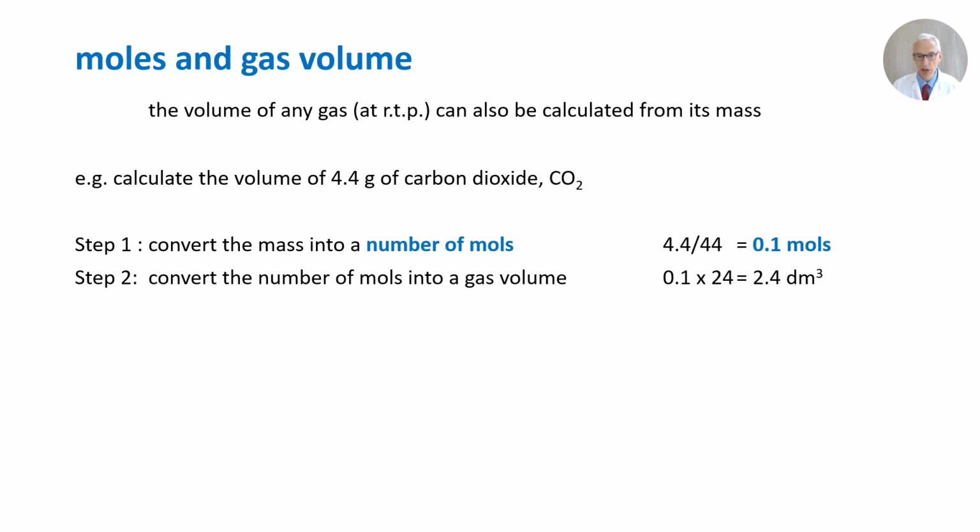Just to be absolutely clear, where does the 44 come from? 12 for carbon, 2 times 16 comes to 44. So that is the relative molecular mass of carbon dioxide, which in grams is the molar mass. So the mass of 1 mole is 44 grams. So 4.4 divided by the mass of 1 mole, the molar mass, comes to 0.1 moles.